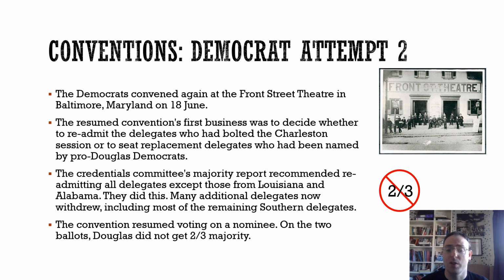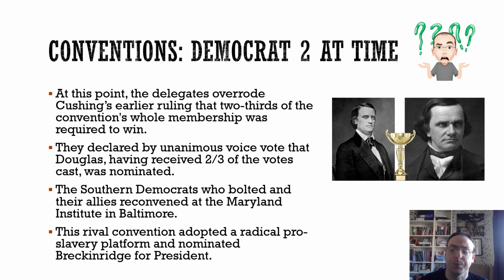They hold 2 more votes to see if they can elect Douglas. Again, he's still not getting the two-thirds majority on the rules that were created at the previous convention. Now, as we go forwards, they overrode the rule that had been set up by Cushing, and they held a unanimous voice vote and said, right, Douglas has more than two-thirds of the vote and he is nominated.